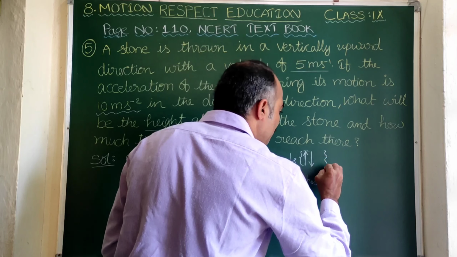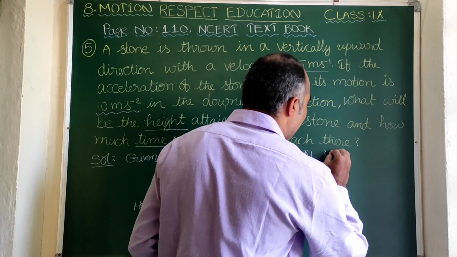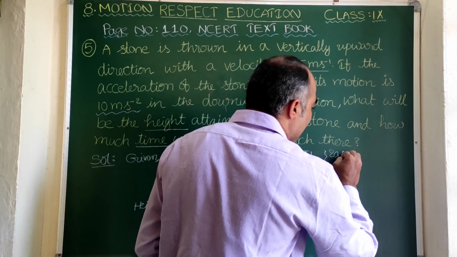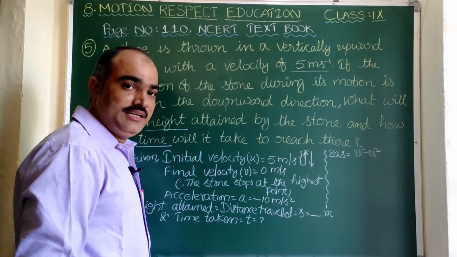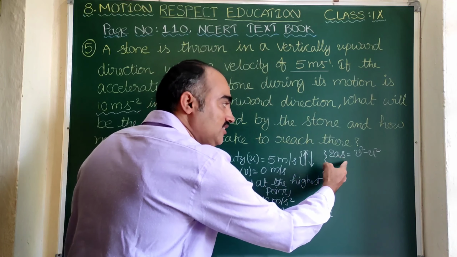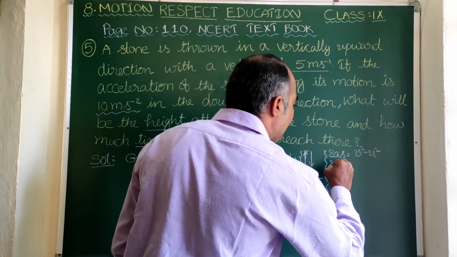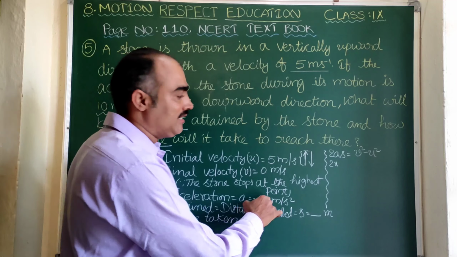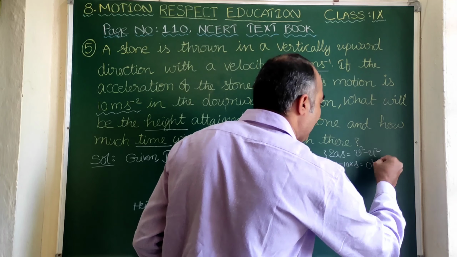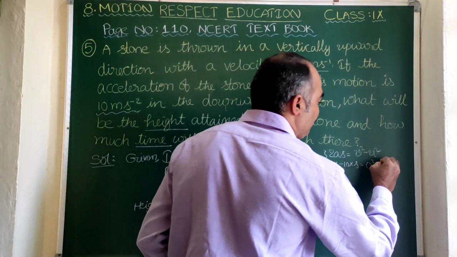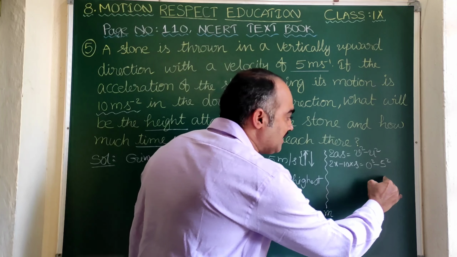Now here we are going to select the suitable formula. Here we know that 2as is equal to v square minus u square, right? In place of s we can write h, or let us maintain the s as it is, it's not a problem. So 2 into a, which is minus 10, into s equal to v square, which is 0 square, minus u square, which is 5 square. So 2 into minus 10 is minus 20. Let us send this side.